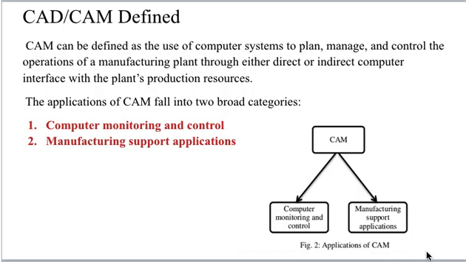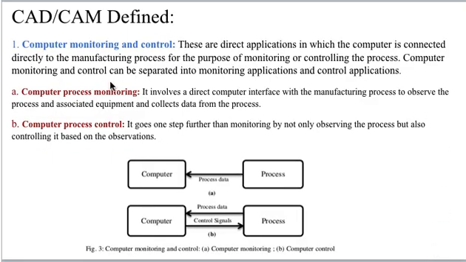The distinction between the two categories is functional to an understanding of computer-aided manufacturing. It seems appropriate to elaborate briefly on these two types. Computer monitoring and control can be separated into monitoring applications and control applications.